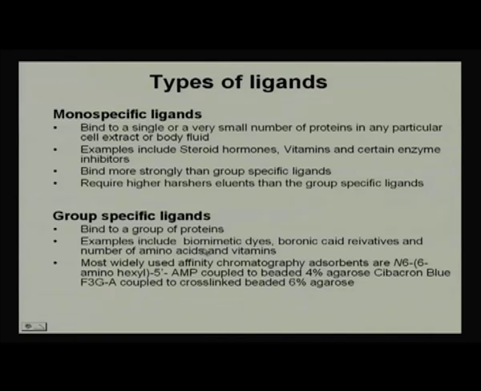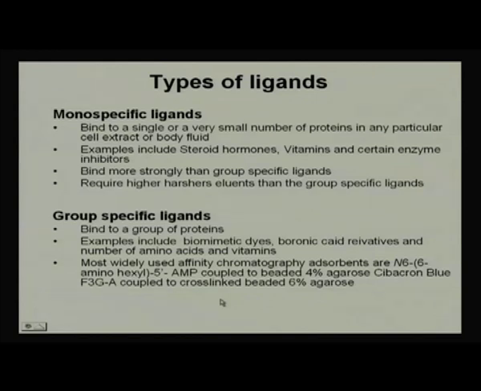Examples include the biomimetic dyes, boronic acid and so on. There are some amino acids and vitamins etc. that are some of the examples of this group specific ligand. Most widely used affinity chromatography adsorbents are 6-aminohexyl 5-AMP coupled with beaded 4% agarose, and Sevacron blue F3GA coupled to cross-linked beaded 6% agarose.